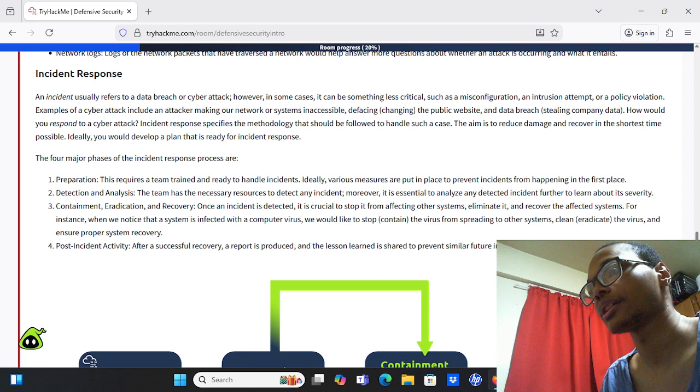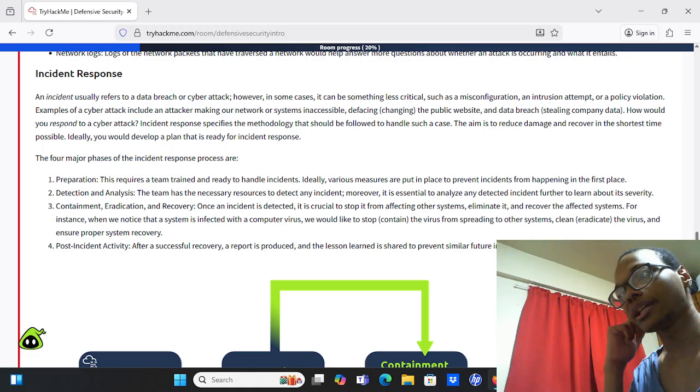How would you respond to a cyber attack? Incident response specifies the methodology that should be followed to handle such a case. The aim is to reduce damage and recover in the shortest time possible. Ideally, you would develop a plan that is ready for incident response. The four major phases of the incident response process are preparation. This requires a team trained and ready to handle incidents. Ideally, various measures are put in place to prevent incidents from happening in the first place. Detection and analysis.